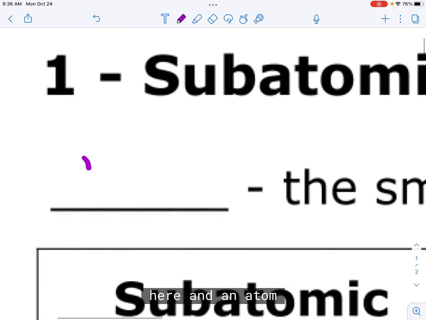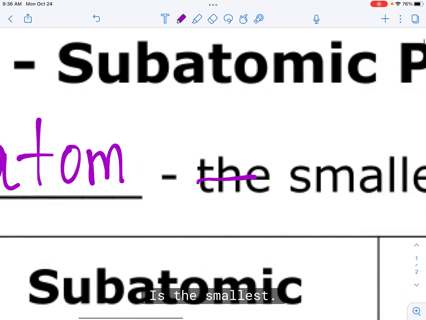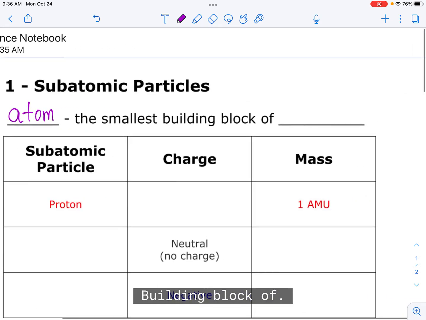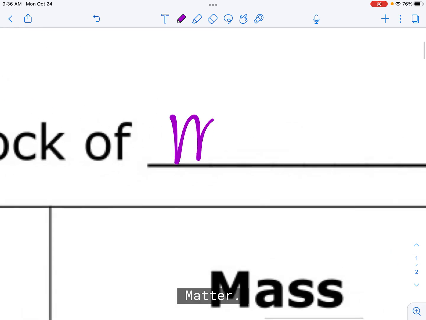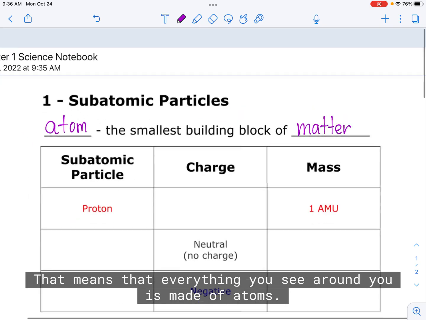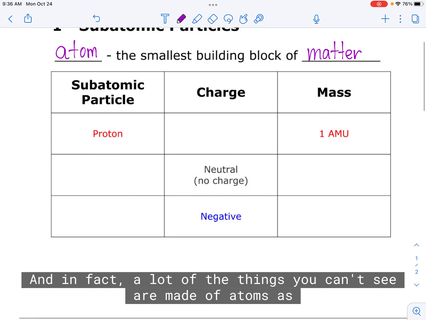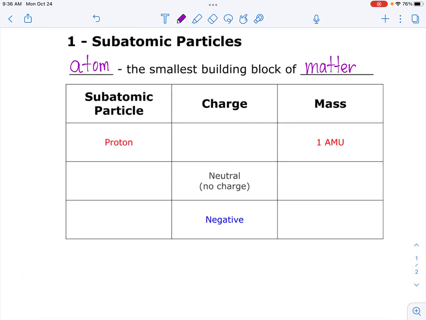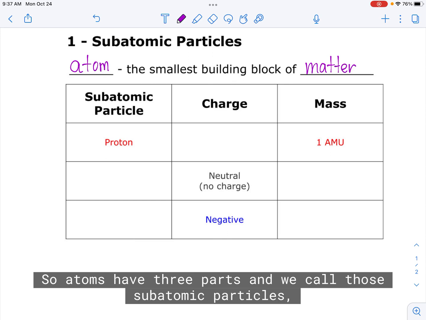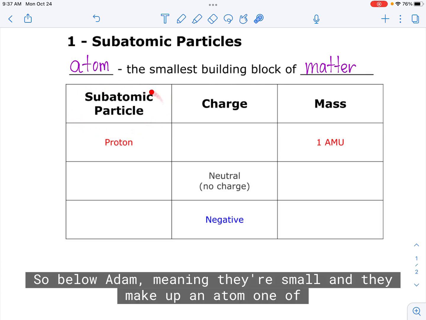We're gonna zoom in here, and an atom is the smallest building block of matter. That means that everything you see around you is made of atoms. And in fact, a lot of the things you can't see are made of atoms as well. So atoms have three parts, and we call those subatomic particles. Again, sub just means below. So below atom, meaning they're small and they make up an atom.